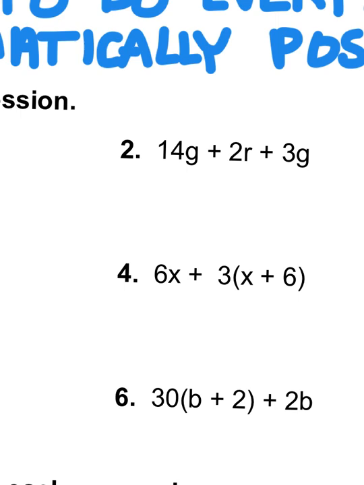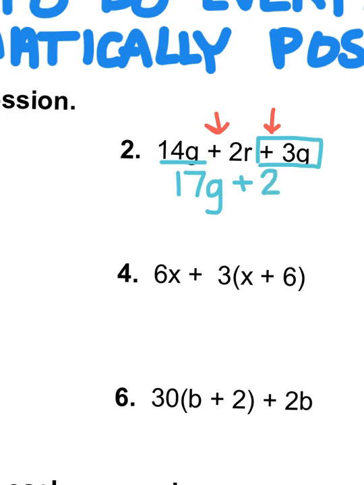We can see that it's all addition here. So what we're going to be looking for is like terms. Do you see any 2 terms that are alike? Here's 14g and 3g. As you are combining these, I suggest you box this sign in front of the number, because this is 14g plus 3g. That would give us 17g. Don't forget your 2r. Since those are not like terms, we cannot combine them, but it is simplified.